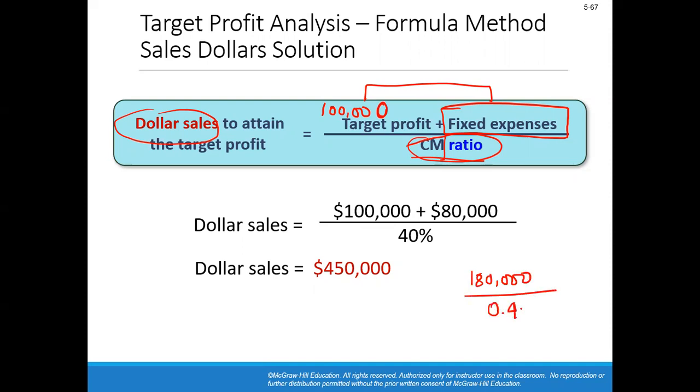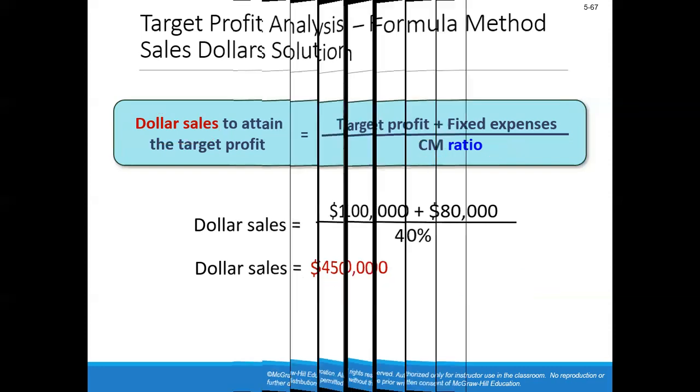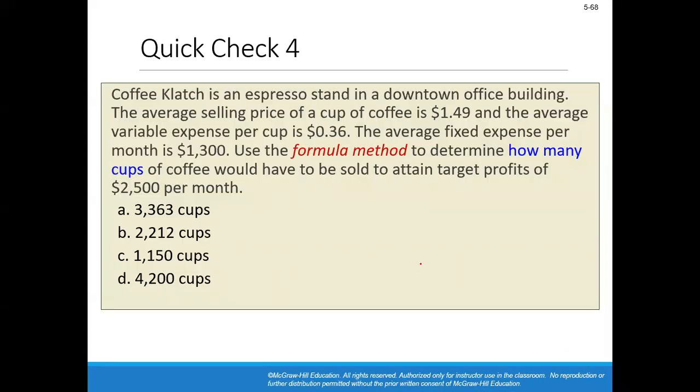And what can we do? We can divide this number by the 40% contribution margin ratio, and you will see that this is the dollar sales volume. So this amount indicates that for getting the $100,000 profit, I need to have a sales dollar amount of $450,000.